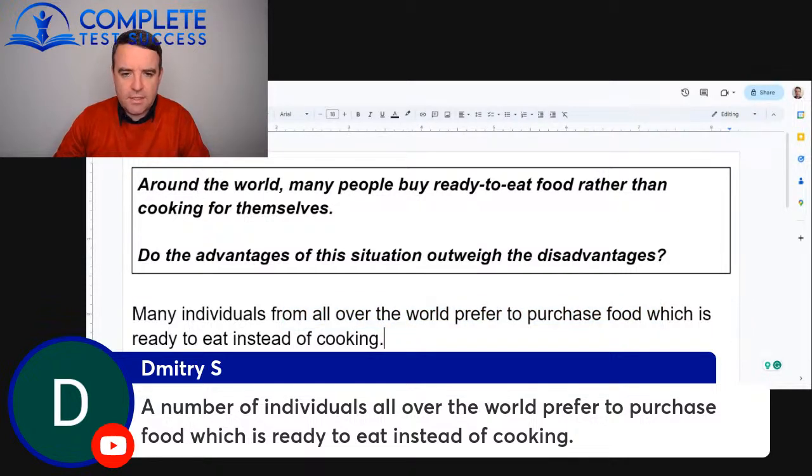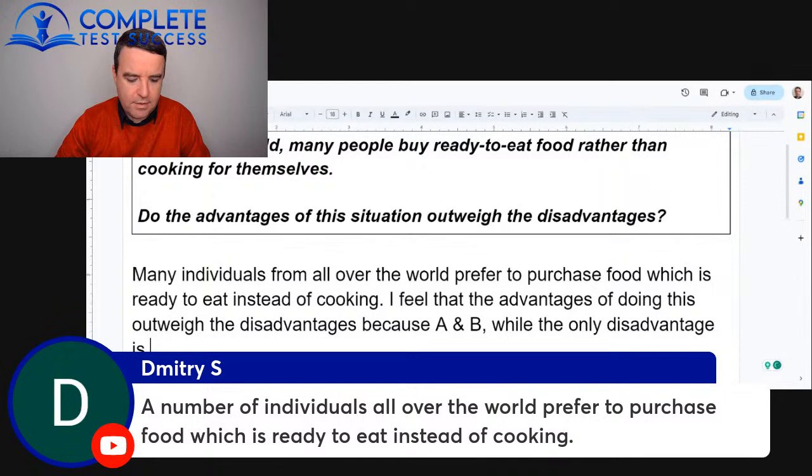Okay, now for this question type, we need to say what our opinion is and give reasons for our opinion. So we're going to have something along the lines of, I feel that the advantages of doing this outweigh the disadvantages because, and then we're going to have advantage A and advantage B, while the only disadvantage is, and then we're going to have one disadvantage here.